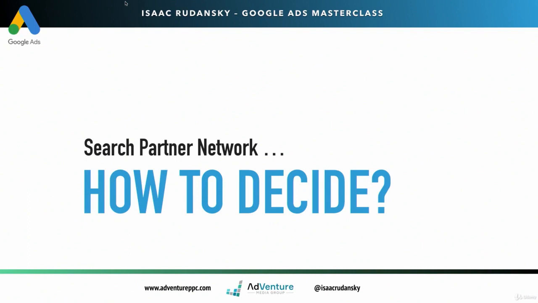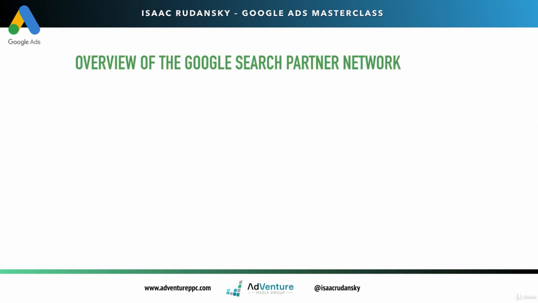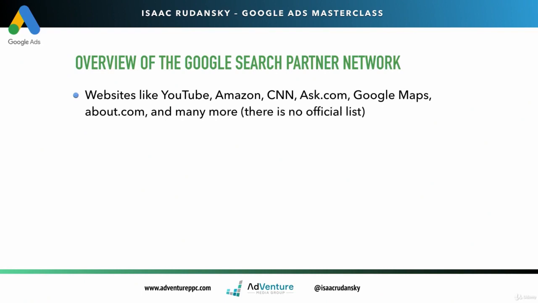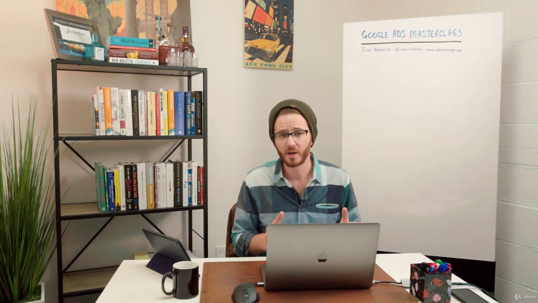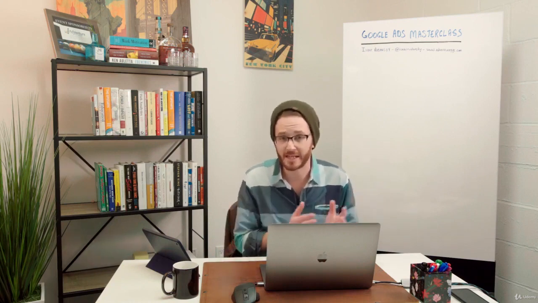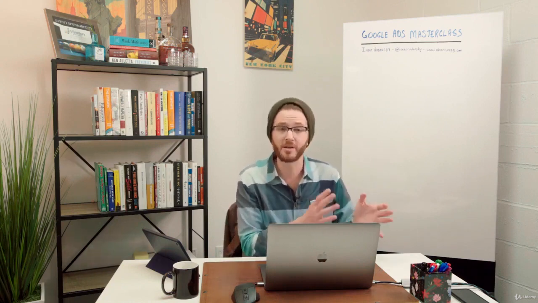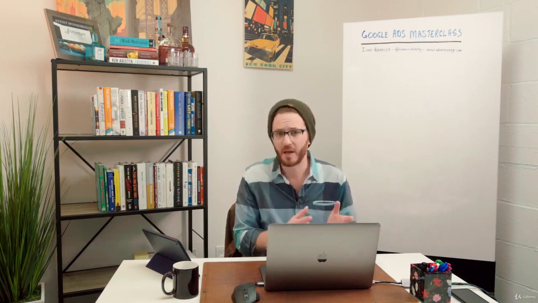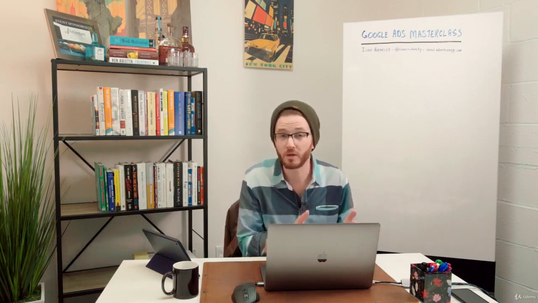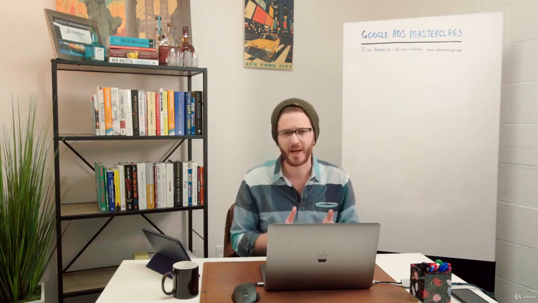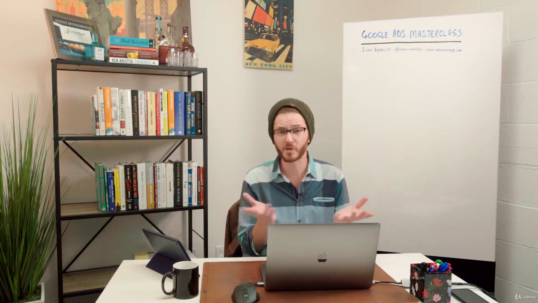So let's do a quick overview of the Search Partner Network. The Search Partner Network includes sites like YouTube, Amazon, Ask.com, Google Maps, About.com, and many, many others. There's no official list. These are sites that have search functionality within them, and there's not just a handful. There are tens of thousands of sites like this that use Google search functionality in some way in their websites, and there's a range between real, legitimate websites like the ones I'm listing above and tons of random blogs that also use search functionality.